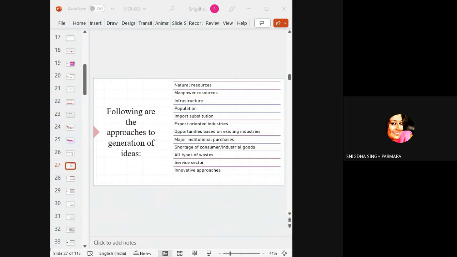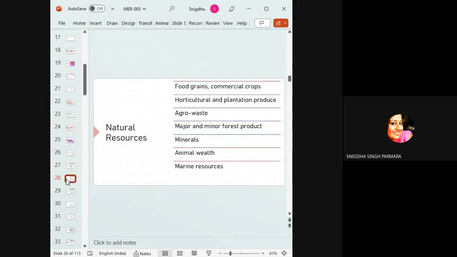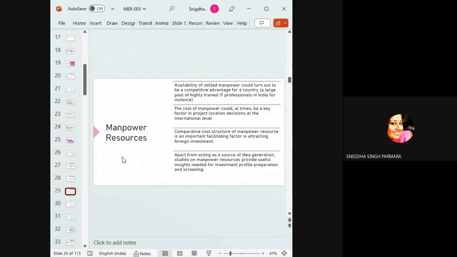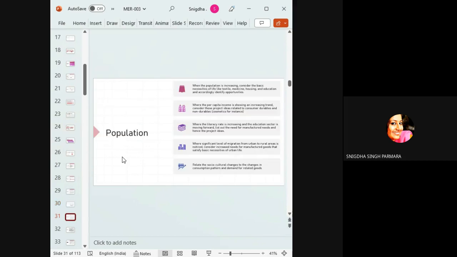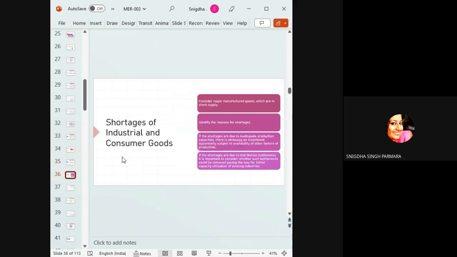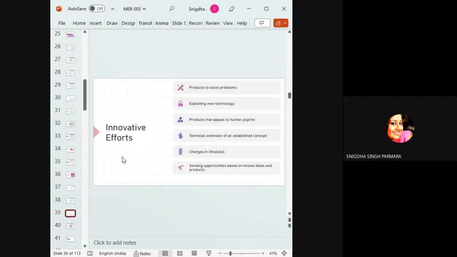Service sector opportunities. There's a lot of scope in the service sector, be it transport, courier, cleaning, gardening, security. A lot of sectors wherein you can enter and think of a business of your own. So we already discussed this: natural resources, manpower resources, infrastructure, population, service sector.